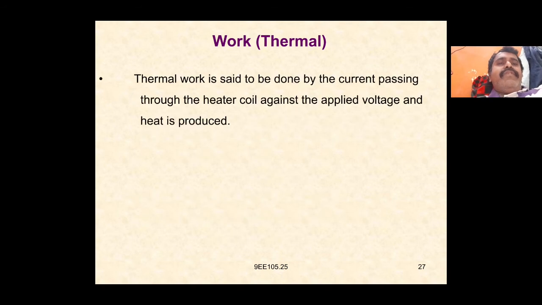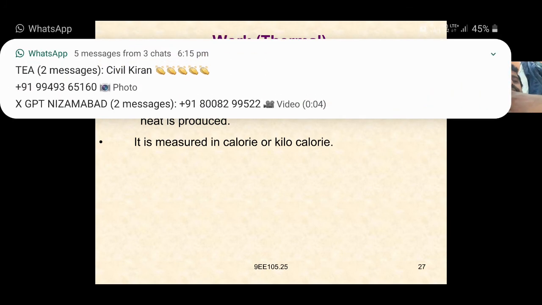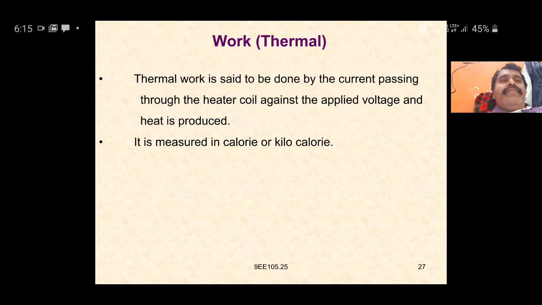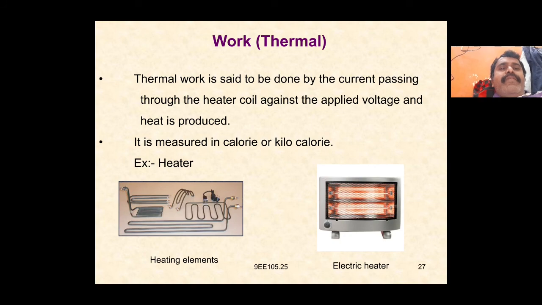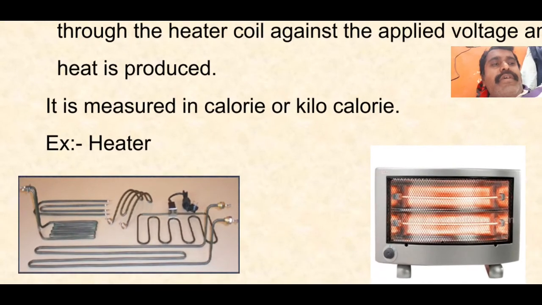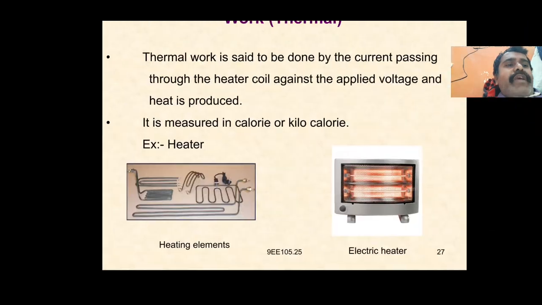So thermal work is said to be done by the current passing through the heater coil against the applied voltage, and heat is produced. It is measured in calories or kilocalories. So we can also say, whenever the current passes through the coil, some heat can be produced and some work can be done. Example, heater, that is nothing but the heating element, or oven.